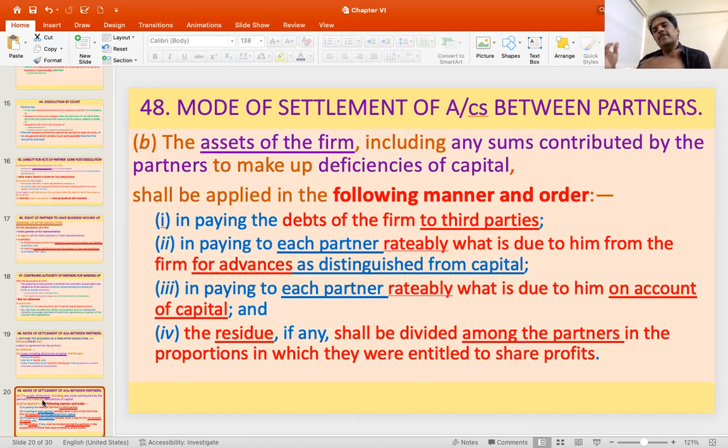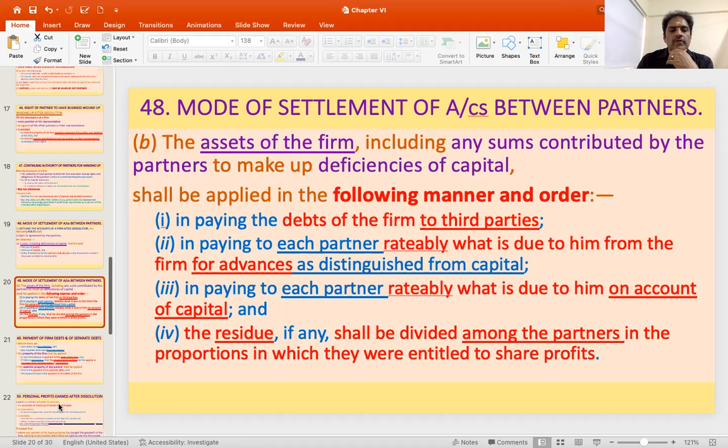Then imagine that there is still more money after paying up the capital contribution also. The residue will be divided amongst the partners in the proportions in which they were entitled to share the profit. So if after paying out the third parties, paying out the loans by partners, and returning the capital of the partners, there is still something left, that is the residue. Everyone has a share in that residue because it is a result of the firm doing business. So that residue is distributed amongst the partners in the proportion in which they normally share their profit. So this is the mechanism.